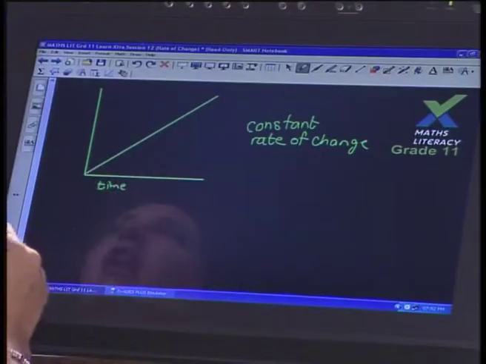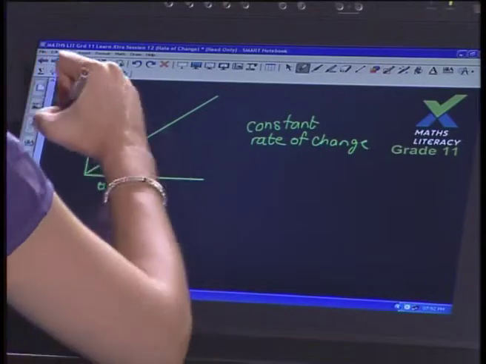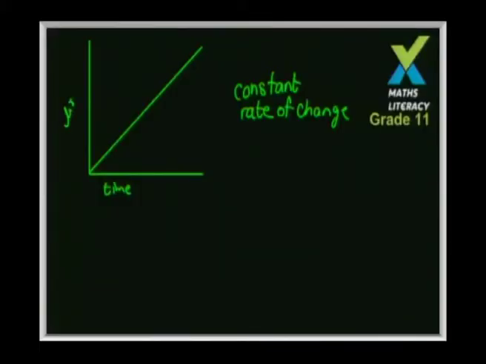If we have a constant rate of change, it means that over a period of time, our distance, or whatever else is changing, is going up by the same amount over each period of time. So think about it if you're in a car.